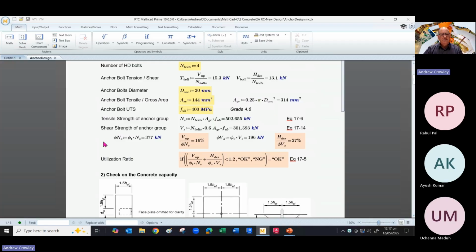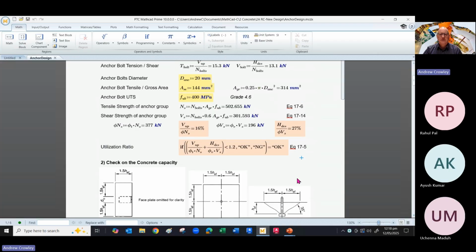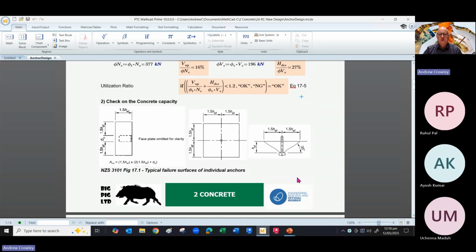So we have a tensile strength of the anchor group. This is just the steel, at 500 kilonewtons, and a shear strength of 301 kilonewtons. So the steel isn't being pushed that hard, so our utilization is only 16% in tension and 27% in shear. Our combined utilization is less than 1.2, so we're good to go.